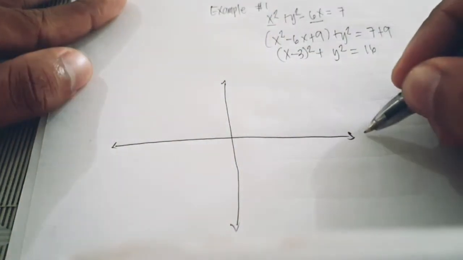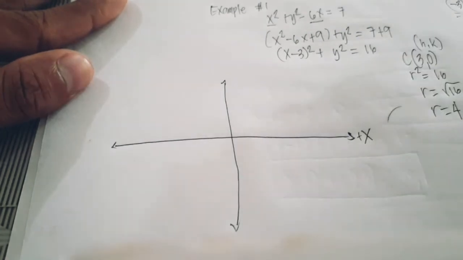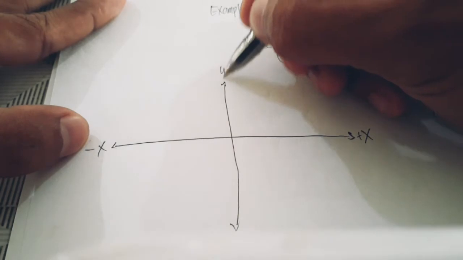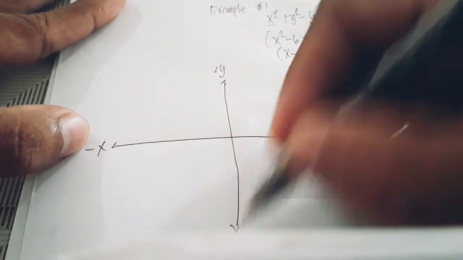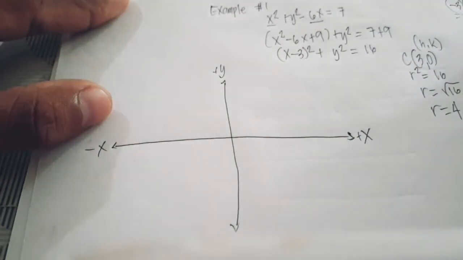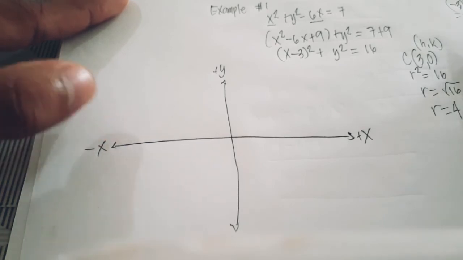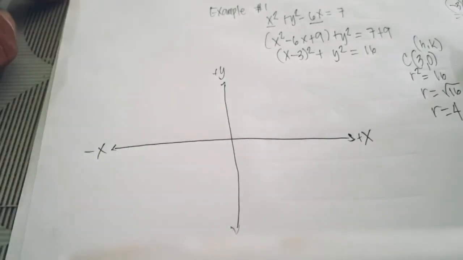So this is our positive x. This is our negative x side. This is our positive y. This is our negative y. So simply, the horizontal line is our x and the vertical line is our y.